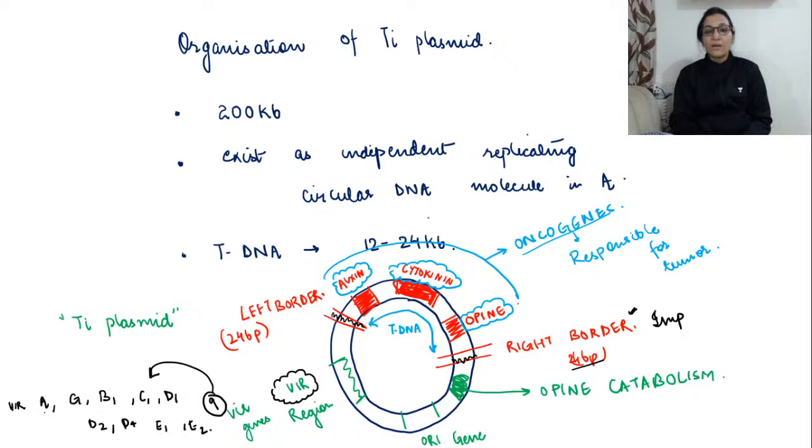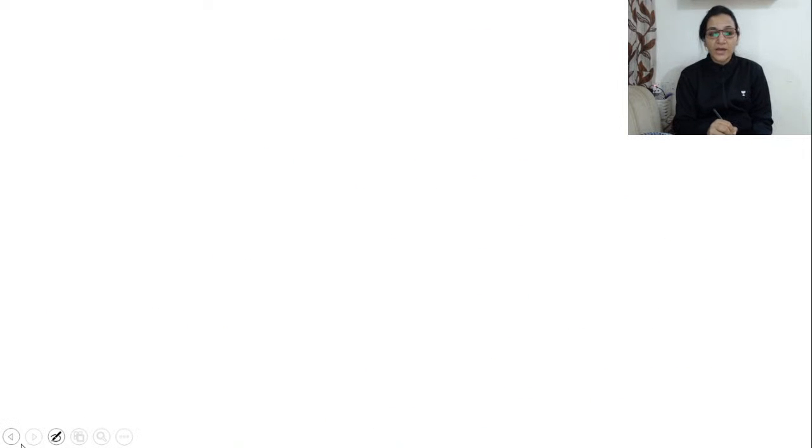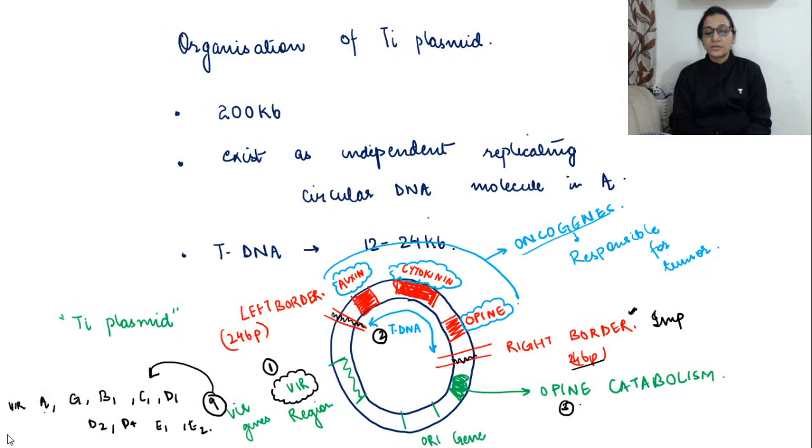Besides the previously described three regions, that is the virulence region, tDNA and opine catabolism region, there are other places also in the Agrobacterium tumefaciens Ti plasmid, but these are the most important ones. So this was about the organization of Ti plasmid in the topic indirect gene transfer, right? Now we'll be seeing how tDNA is transferred and integrated.